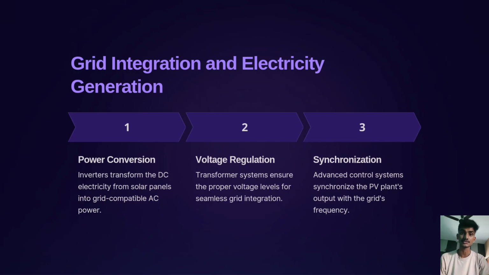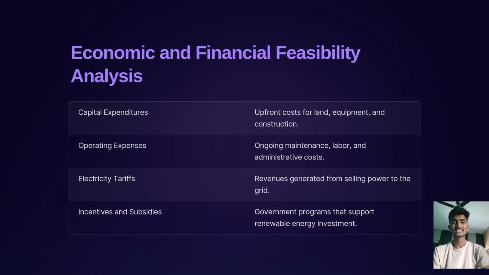Next is synchronization. In synchronization, advanced control systems synchronize the photovoltaic power plant outputs with the grid frequencies. Next is economic and financial feasibility analysis.